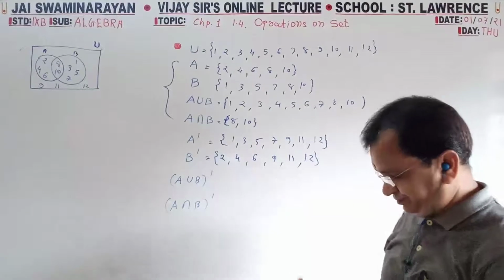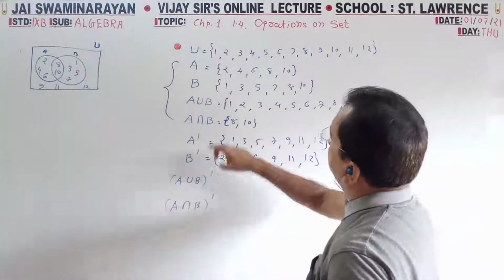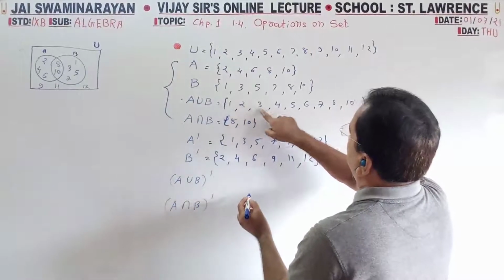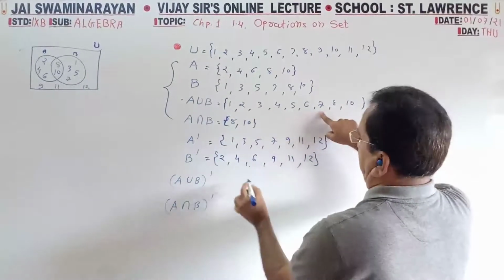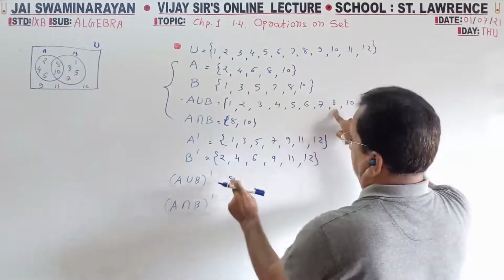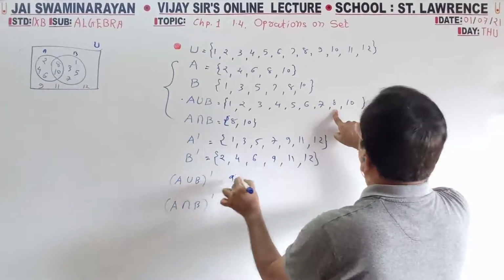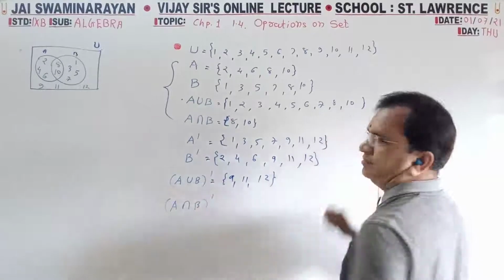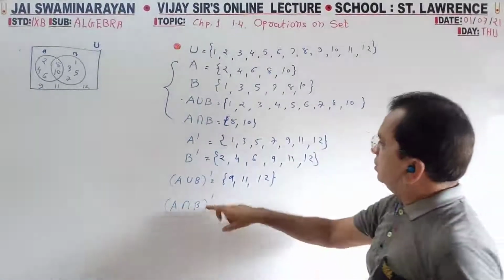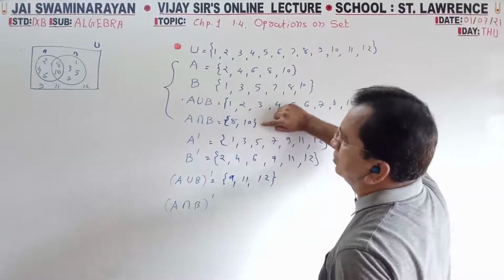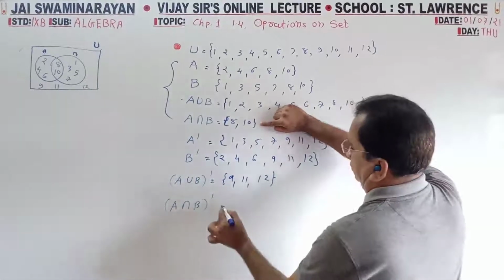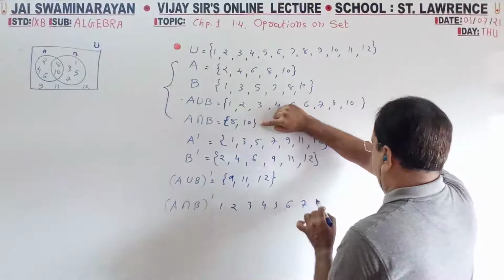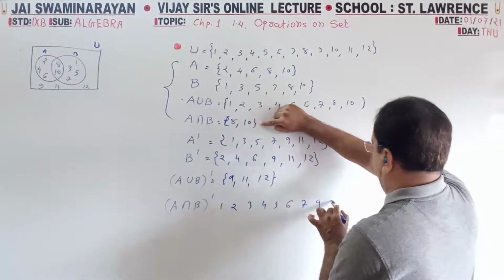Now the complement of the union: 1 will not be there, 2, 3, 4, 5, 6, 7, 8 are also not there, 9, 10 not there, 11, 12. The complement of the intersection: I don't want this, rest of all, 1, 2, 3, 4, 5, 6, 7, 8 will be there, 9, 10 will not be there, 11, 12.